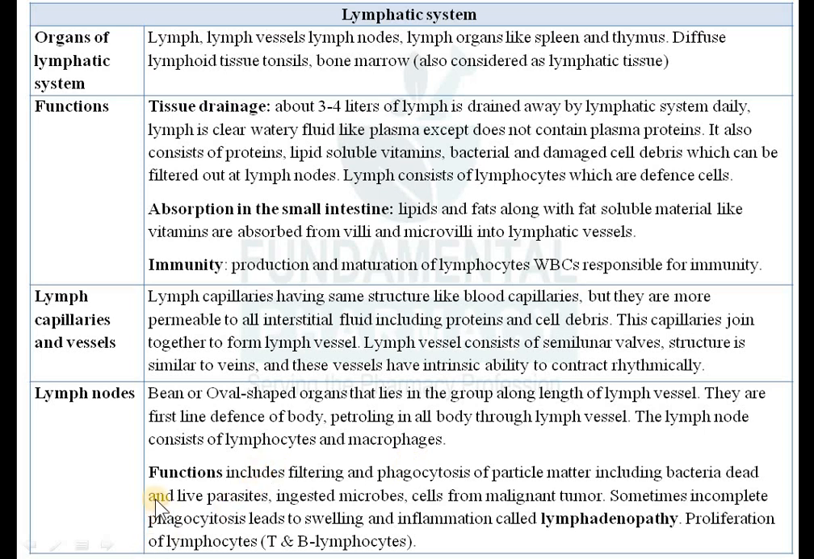Okay, now what is the function of lymph nodes? So first, filtering, meaning whatever lymph is collected by lymph capillaries and vessels will be filtered in the lymph node first. Then phagocytosis. So if there is any foreign cell or any bacteria, that will be phagocytosed in the lymph nodes, because lymph nodes have lymphocytes, B lymphocytes and T lymphocytes. Okay, and macrophages. Including bacteria, dead cells, live parasites, ingested microbes.